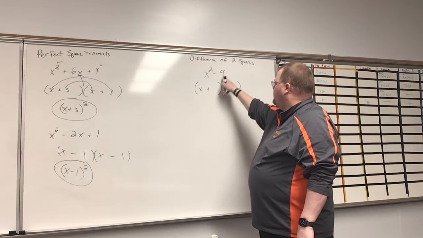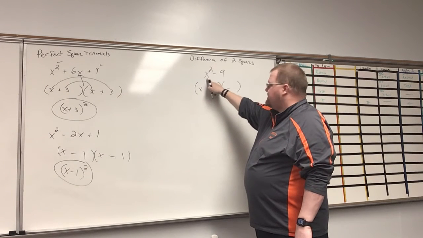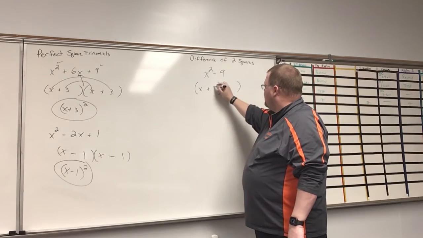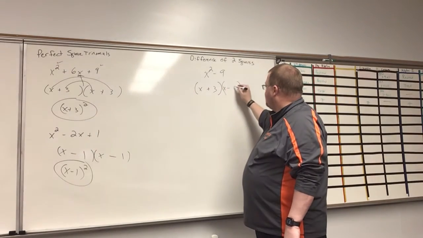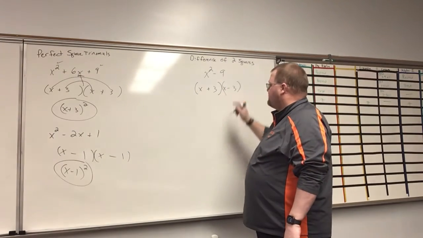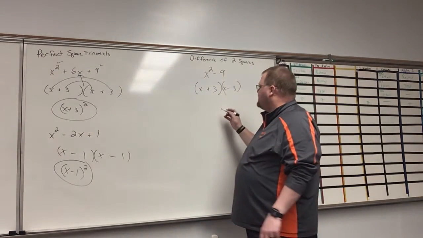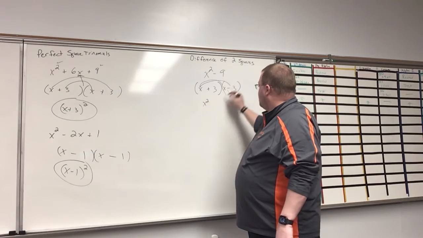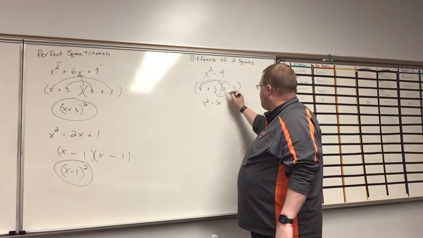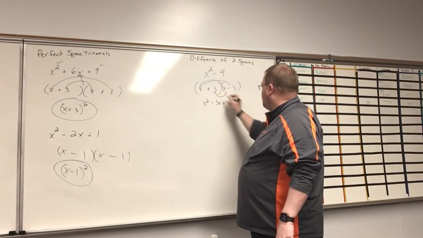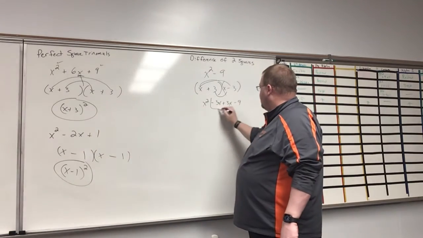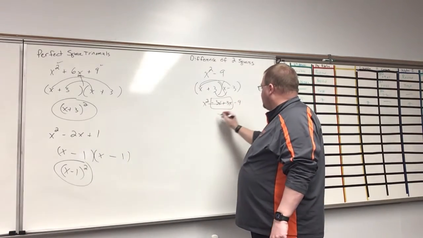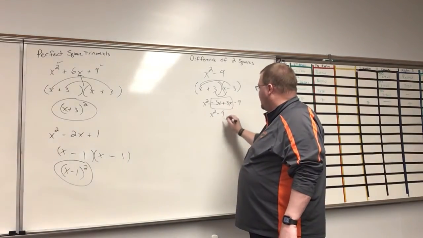Okay? So, square this. 3 times 3. So x plus 3, x minus 3. How do we know that works? If I FOIL it back together. X squared minus 3x plus 3x minus 9. Those two terms cancel. I'm left with x squared minus 9.